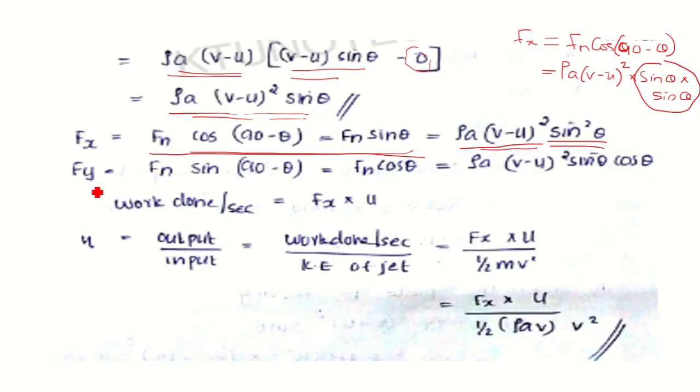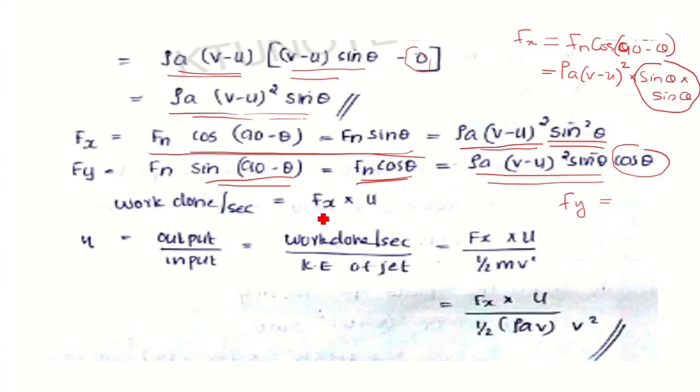So the y component is equal to F of n into sin 90 minus theta, which is F of n cos theta. So the term will be cos theta instead of sin theta. The equation will be rho a v minus u whole square into sin theta cos theta. So this is the y component of the normal force, and F of x is the x component.